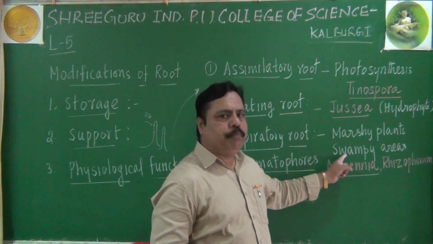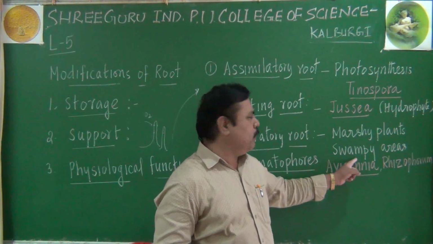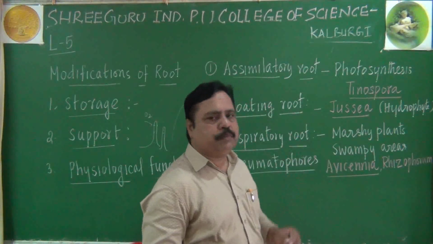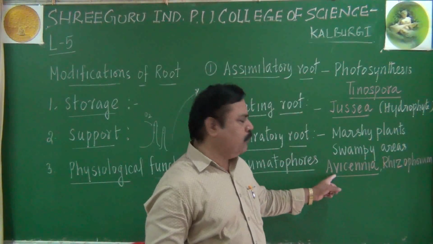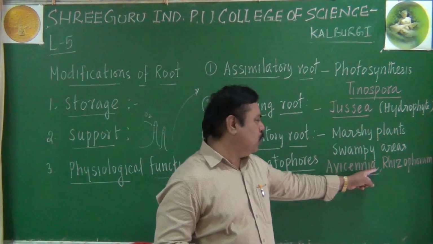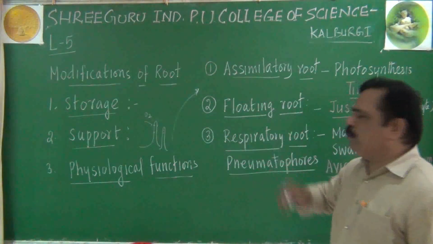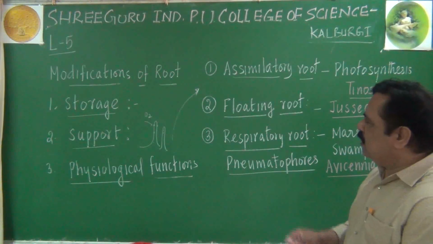Mainly swampy plants growing in swampy areas. Plants growing in marshy areas exhibit respiratory roots. What are the examples for that? Rhizophora and Avicennia are the examples for these pneumatophores. I hope you got this point.